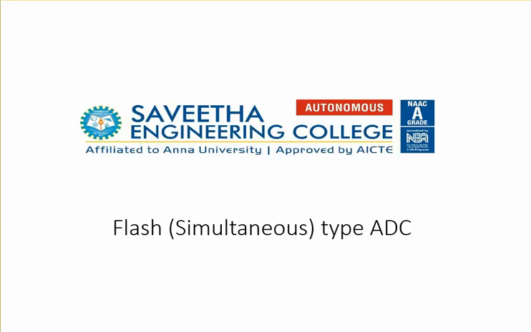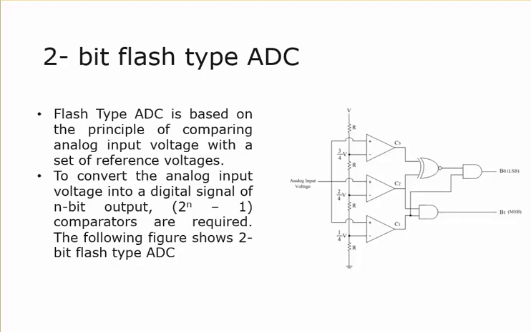So based upon the classification of the analog to digital converters, now we are going to see the flash type analog to digital converter, which is also called the simultaneous type analog to digital converter. This simultaneous type of analog to digital converter is based on comparing an unknown analog input voltage with a set of reference voltages.